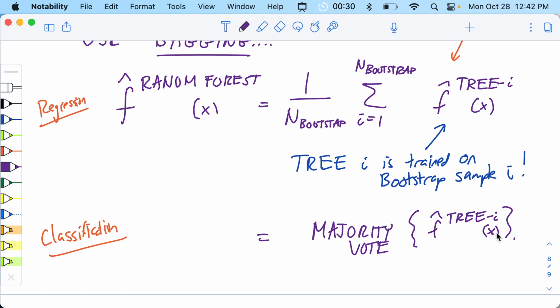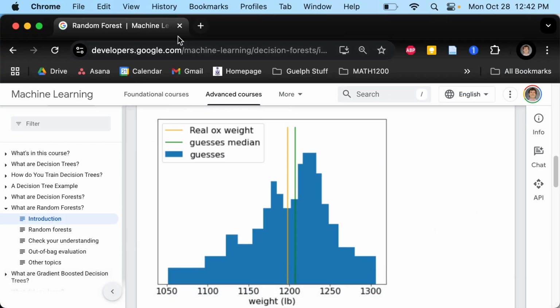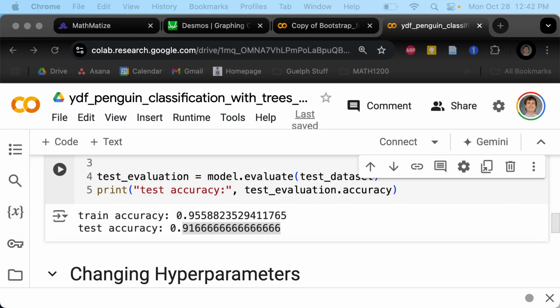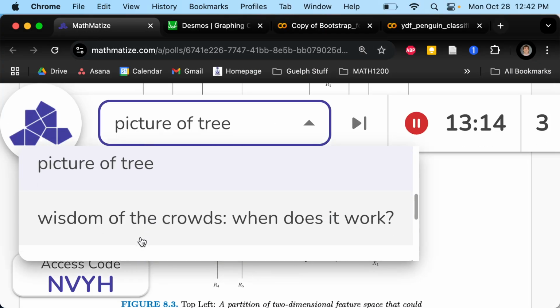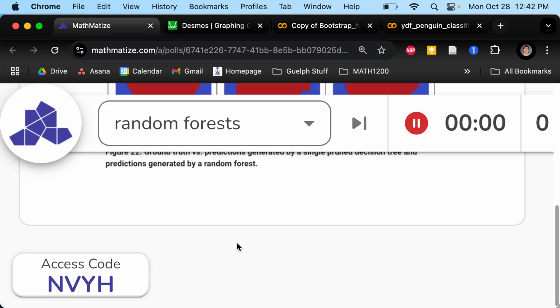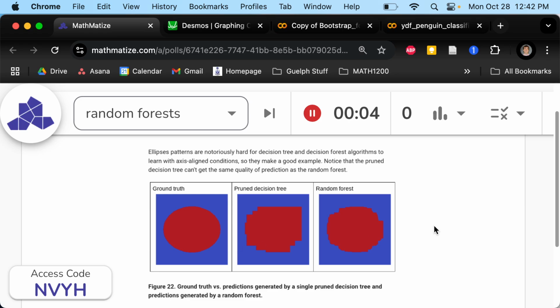What this does is it takes the functions, which before were these axis-aligned things, and it can make all sorts of different functions. And I want to show you an example of that. So this is, again, from the course at Google, random forests. I highly recommend this new course if you want to get into this stuff even more.